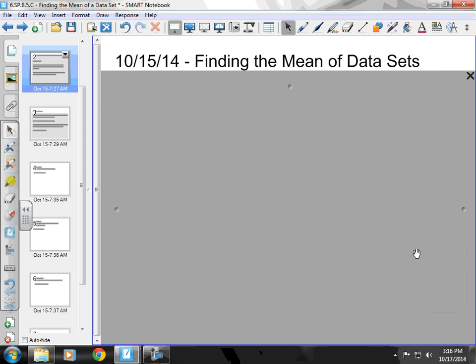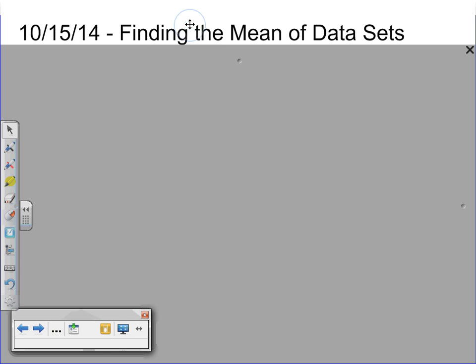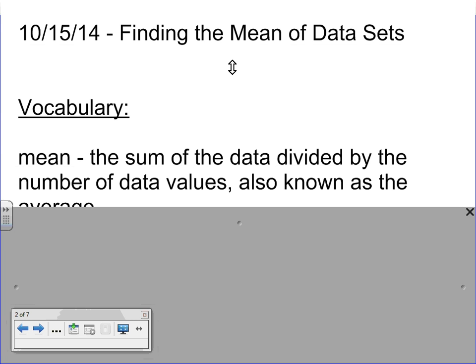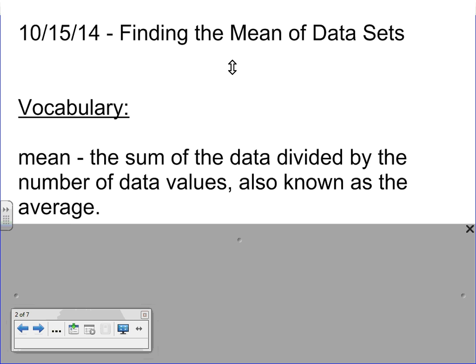Today's lesson is about finding the mean of data sets. I've got a couple vocabulary terms here we want to discuss before we get started that'll help us out. The first vocabulary term that we have for this section is the mean. The word mean is the sum of the data divided by the number of data values, also known as the average. Those two words are interchangeable, average and mean.